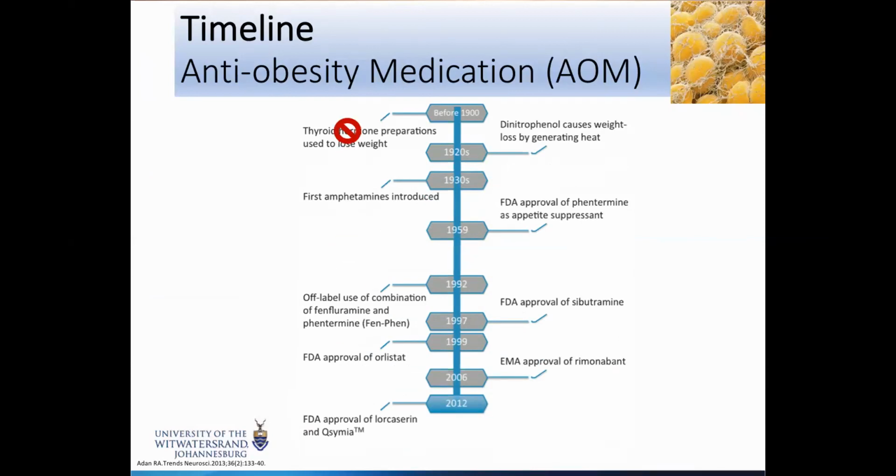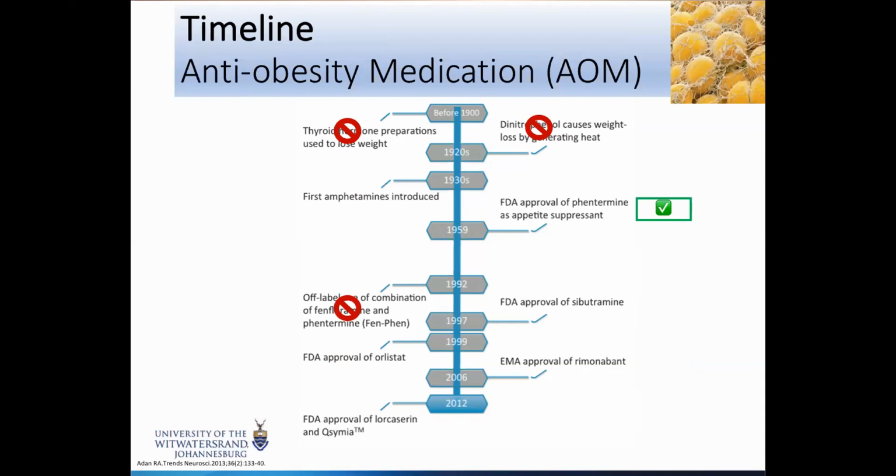Since the 1900s, we had thyroid hormone preparations, and that was taken off the market for obvious reasons: arrhythmias, thyrotoxicosis. DNP was taken off the market. We had amphetamines introduced since the 1930s, and we then had phentermine introduced as early as 1959, that's Duramine, and that's been approved for short-term use. However, off-label, many have been using it for longer-term use.